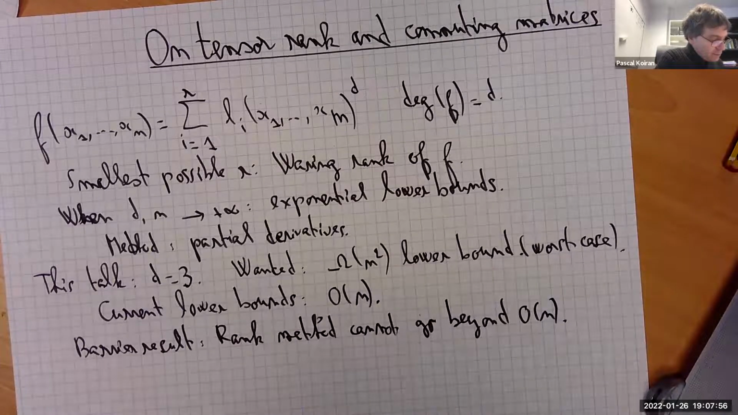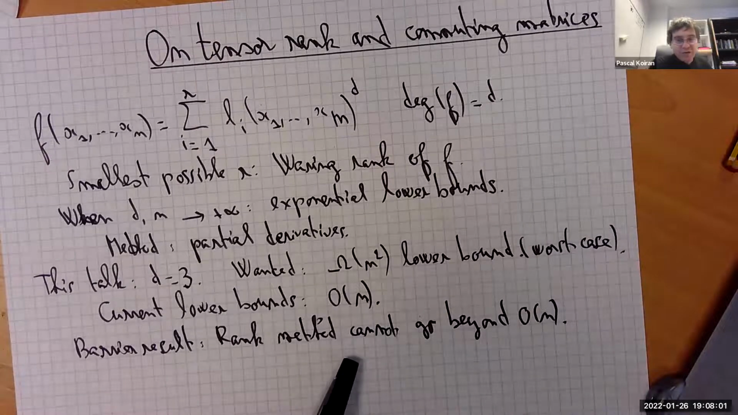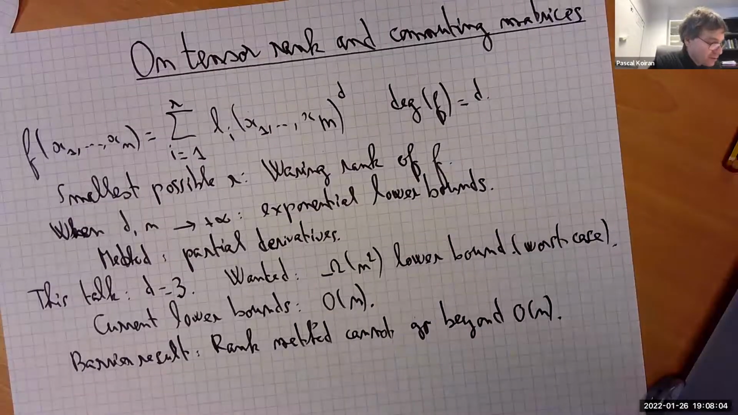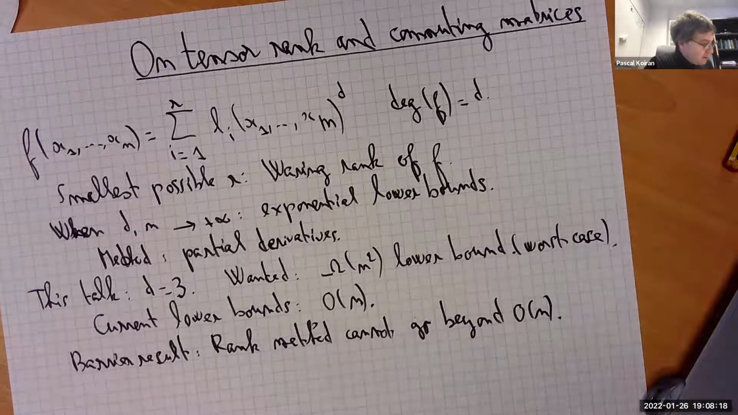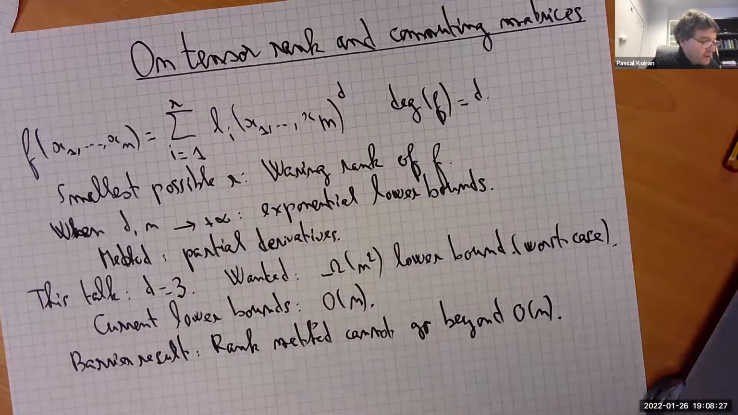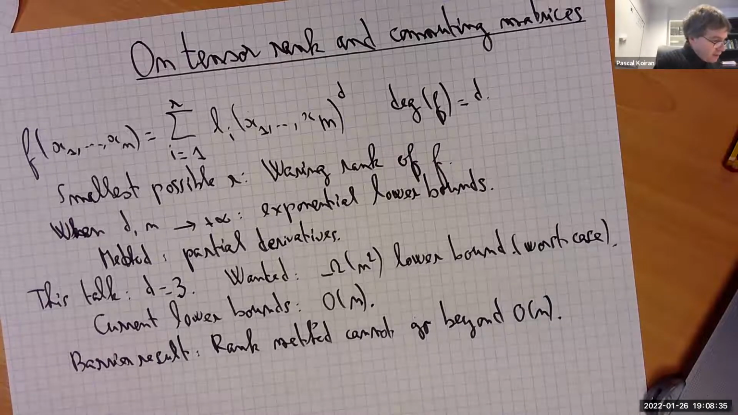So to make progress we need non-rank methods. We need something else. You can try to invent something from scratch, but it turns out that there is at least one old non-rank method that is known from the literature, and it's due to Strassen. What I would like to do today is to see how we can put this method in a broader framework to try and generalize it.